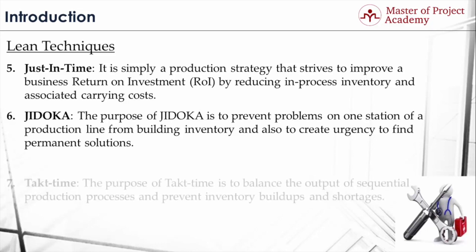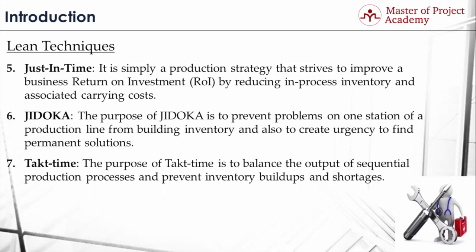7. Takt time. The purpose of takt time is to balance the output of sequential production processes and prevent inventory buildups and shortages. It is the average time required between output units at a particular process, coordinated with final customer requirements. Takt time is a lean tool. It is the frequency at which a product or service must be completed in order to meet customer needs. The formula for takt time is takt time equals available time over required output.